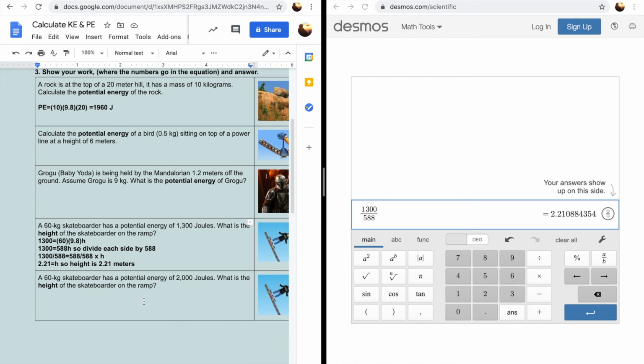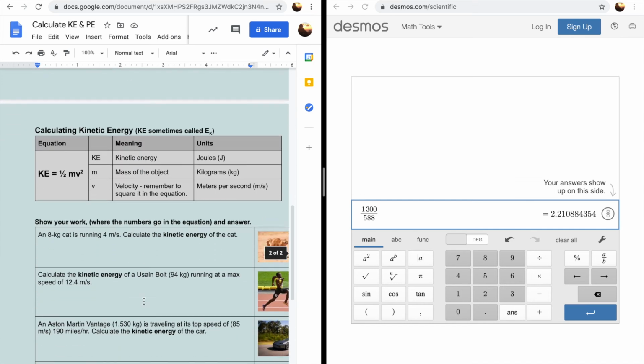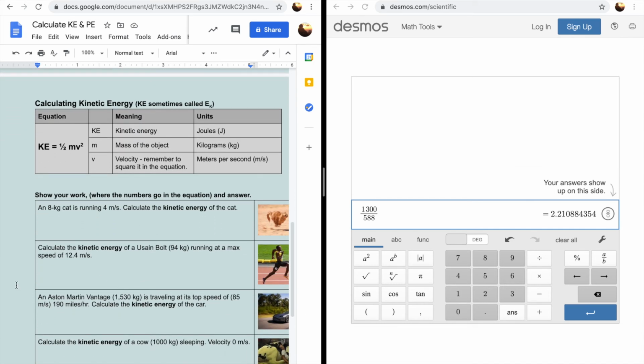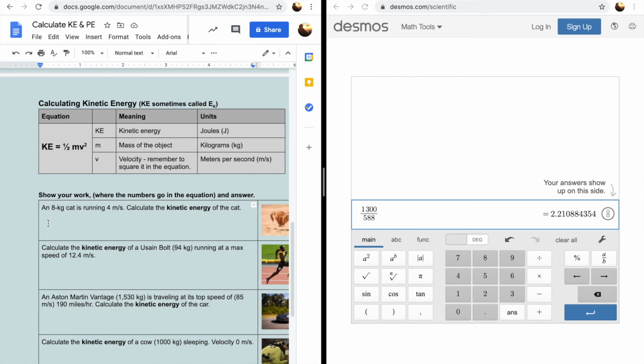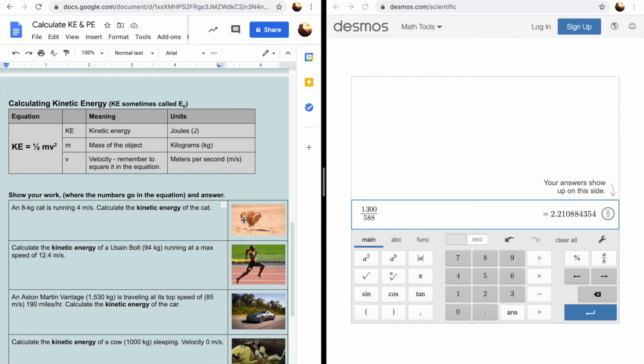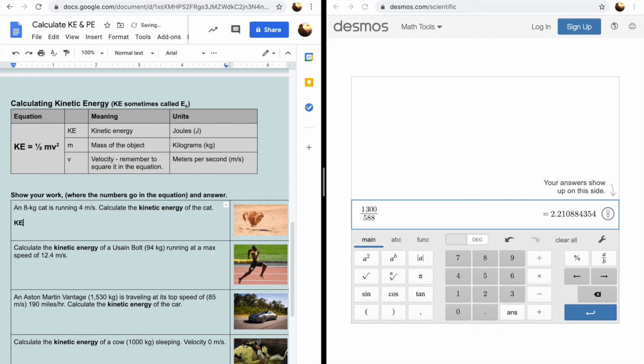All right. This is going to be set up very similarly. Down here, kinetic. So for kinetic energy, you're going to have 1/2 times the mass, and then the velocity gets squared. So I'll show you how we can work those in here. We have an 8 kilogram cat. Oh, look at it go. So kinetic energy equals 1/2 times the mass. What's the mass? The mass is going to be the kilogram thing. That's 8. And then velocity squared. The velocity of that cat is 4 meters a second.